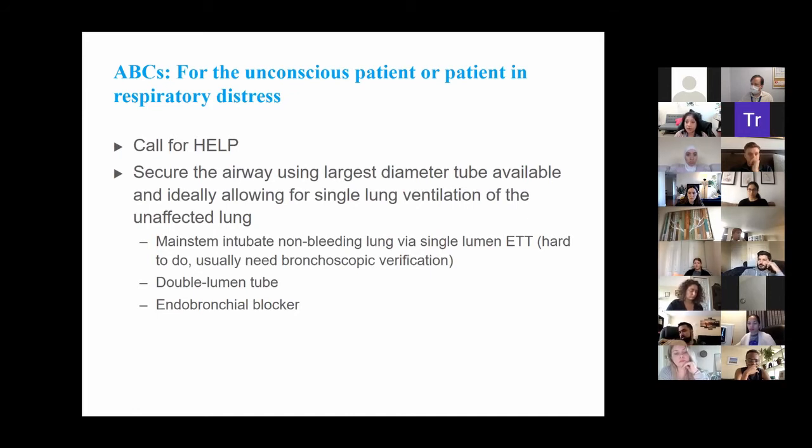So there's a couple different methods. Again, our most important thing is protecting the good lung from the bleeding lung. So you often want to separate them. One method is to main stem intubate the non-bleeding lung. The cuff of your ET tube is going to protect that lung from any aspirated blood. The second is a double lumen tube, and I'll show you some pictures. And the third is something called an endobronchial blocker, which I'll show you as well.